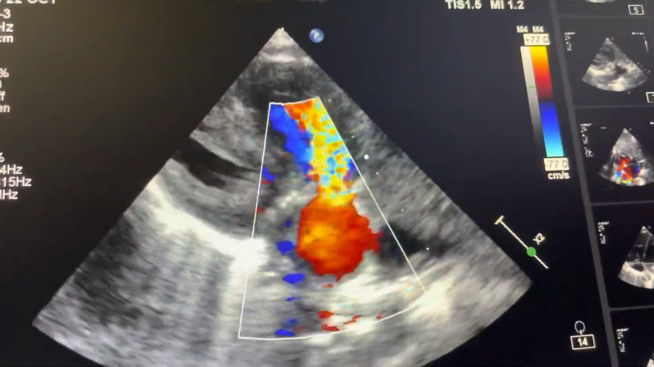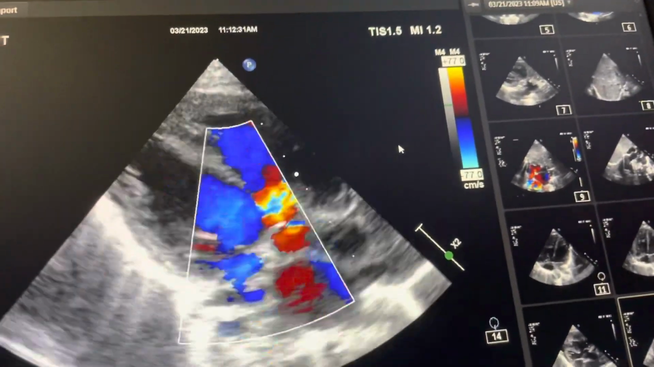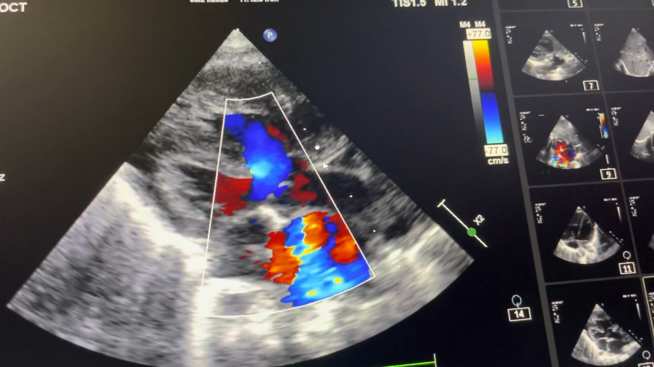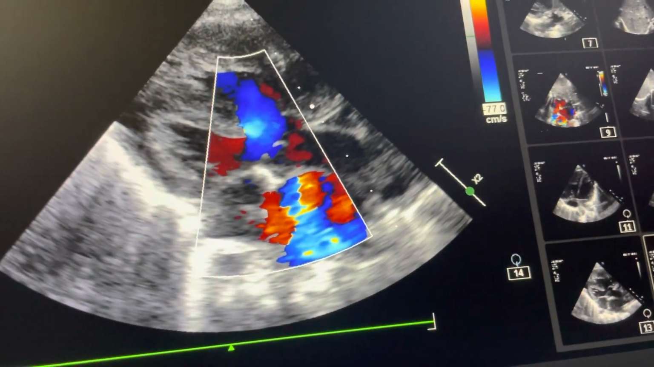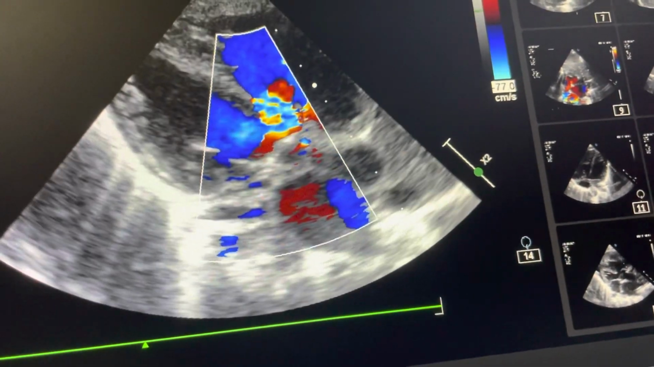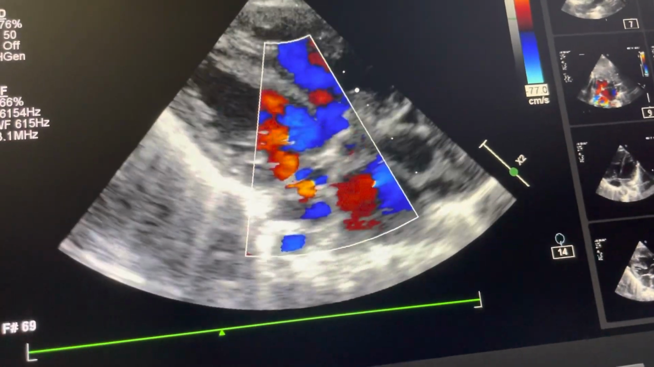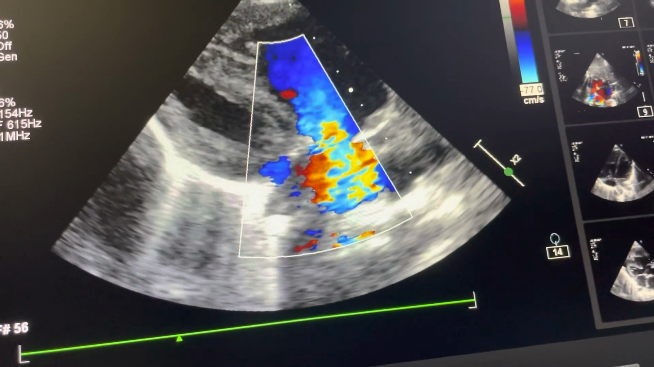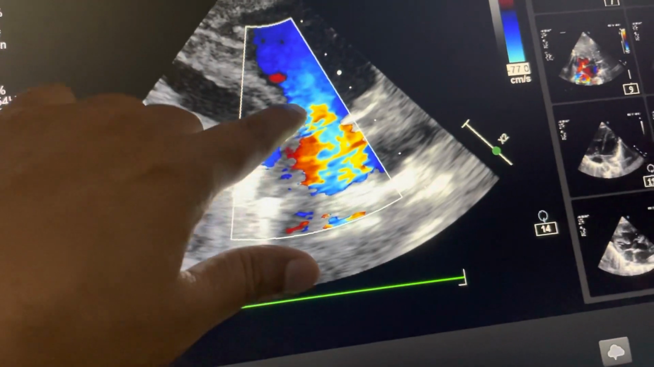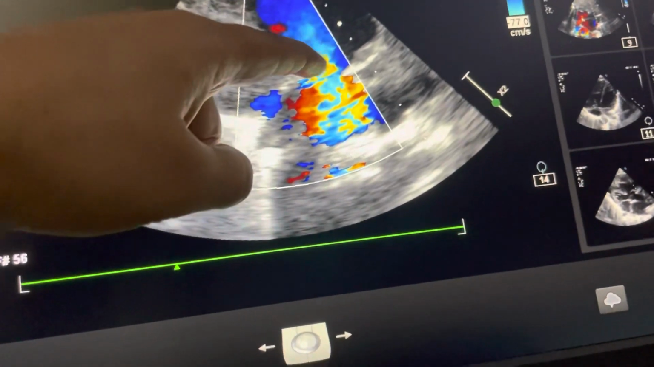So in this image you see pulmonary stenosis. This is the right pulmonary artery. And now you see the pulmonary valve and highly turbulent flow, that is because of significant pulmonary stenosis, and turbulence is seen beyond the pulmonary valve.